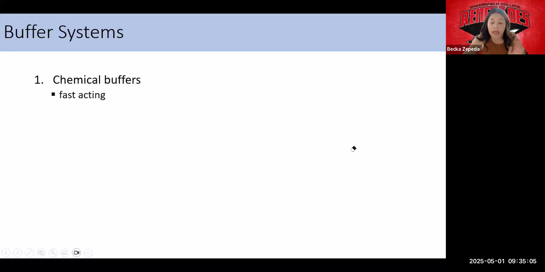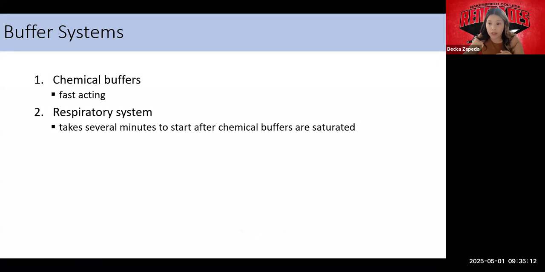So we have different buffer systems that we use in order to maintain a pH balance. That includes chemical buffers, which are fast acting. They can start working in fractions of a second. Then once those are saturated, we look to our respiratory system to make changes in our breathing rate in order to, again, help balance that pH. But this takes several minutes to start after we've used up all of our chemical buffers. And then lastly, we look to our kidneys, renal mechanisms, for long-term pH regulation. And we'll talk about that a little bit later in today's lecture.